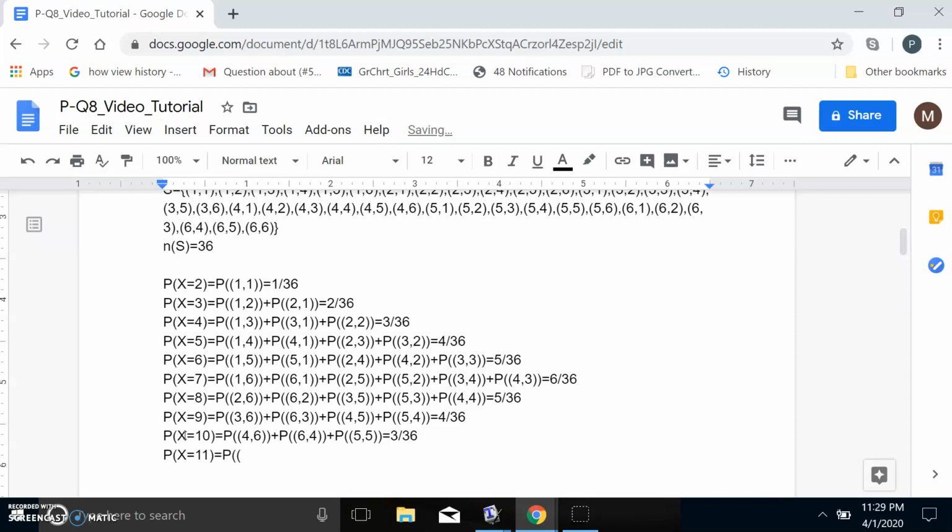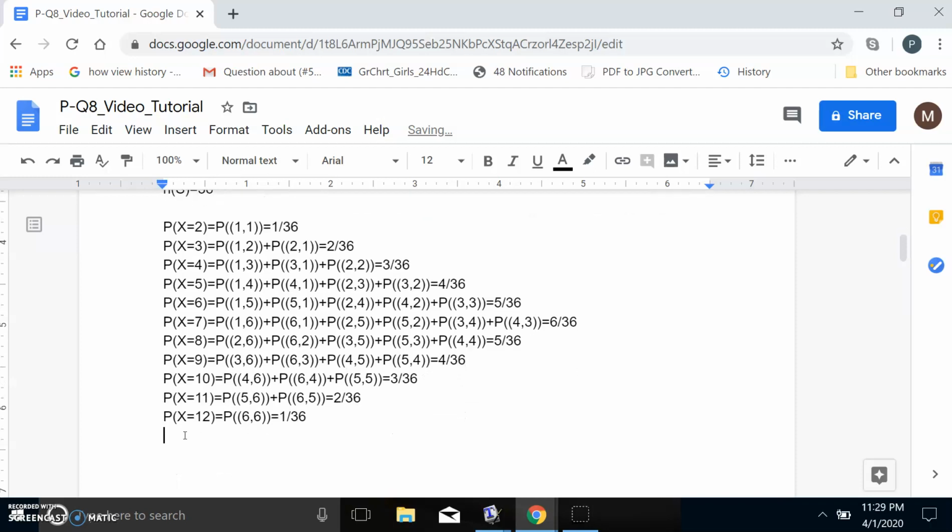Probability, so it'd be 5 and 6 plus probability 6 and 5. That'll be it then, so it'll be 2. And the last one, probability x is 12. Oops, it's 12. That's getting 2 6s the only way. So it's 1 out of 36. Okay, so that completes part A.